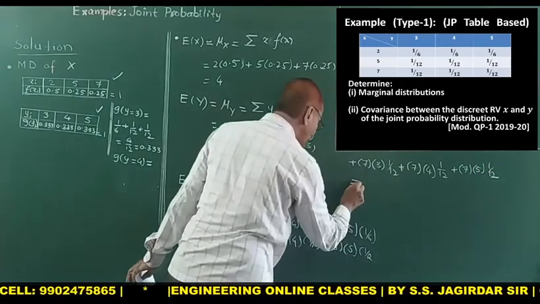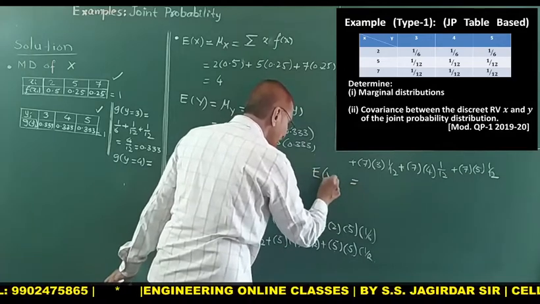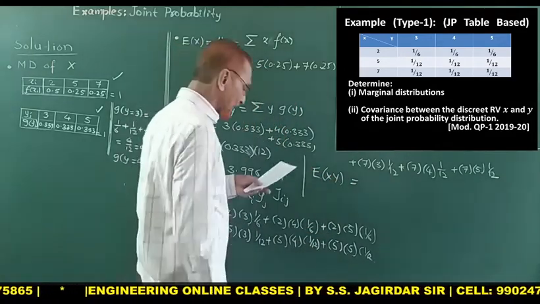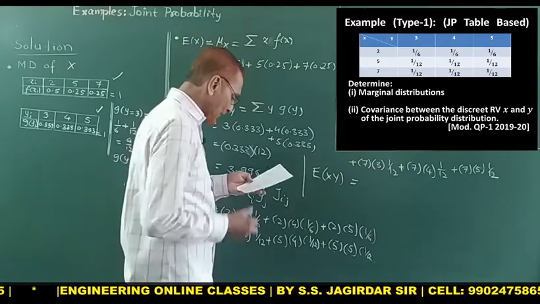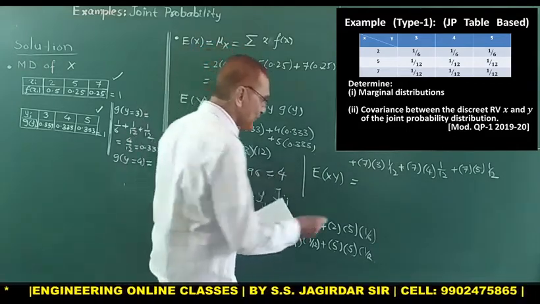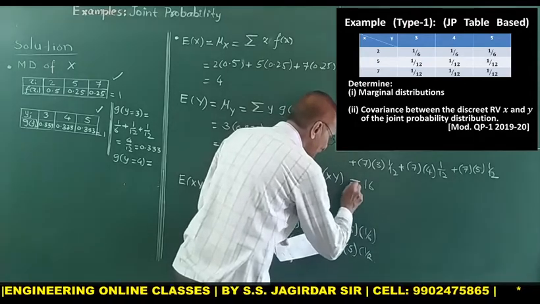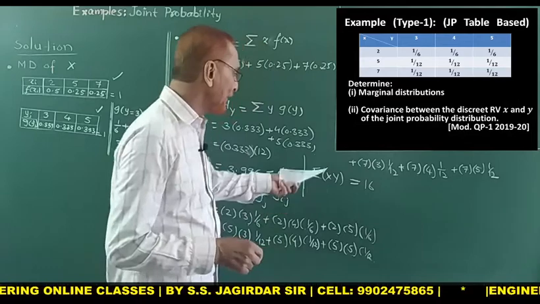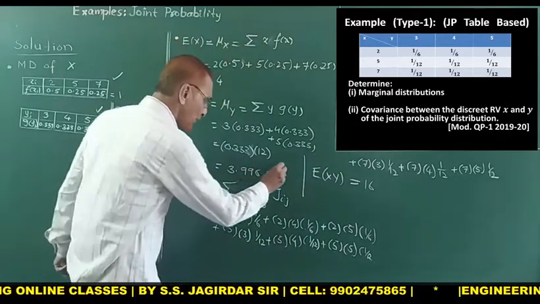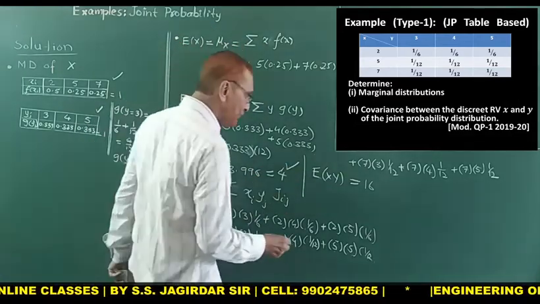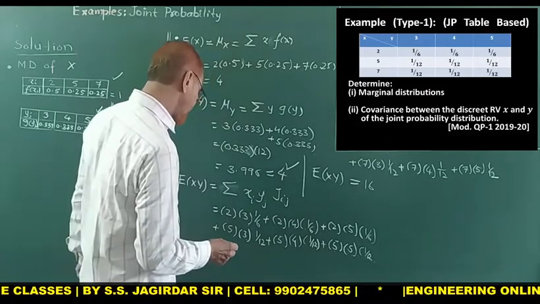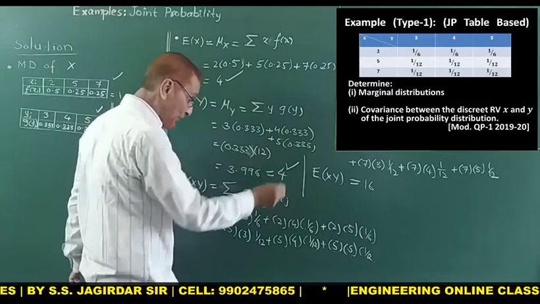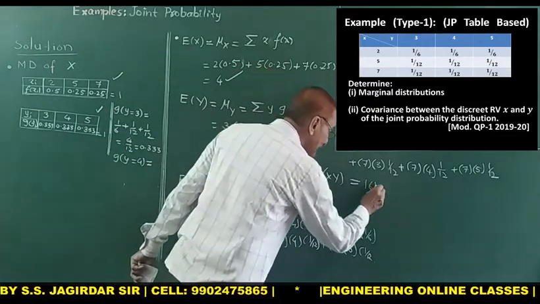When you work it out, you will get expectation of xy. And what is expectation of xy? You will find that this is equal to 16. Please use your calculators and work it out. You will get its value as 16. We have expectation of x as 4, expectation of y as 4, and expectation of xy as 16.